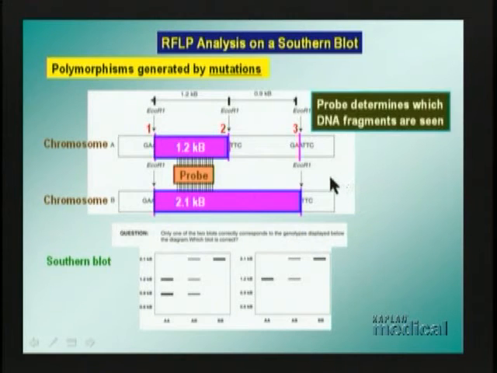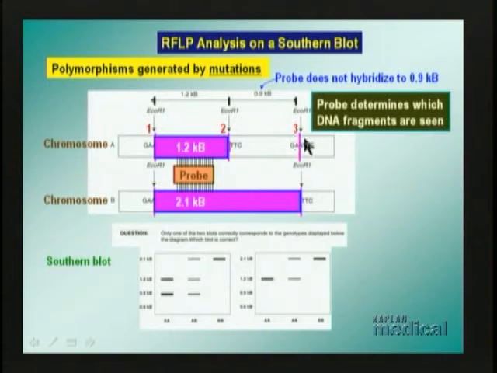Importantly, it's the probe that determines which DNA fragments are going to be visualized in the Southern blot. Now what I would like to do here is carry this one step further, illustrating that this probe will see the 1.2 kb as well as the 2.1 kb. This probe will not hybridize with the 0.9 kb because it's not complementary to this part of chromosome A.